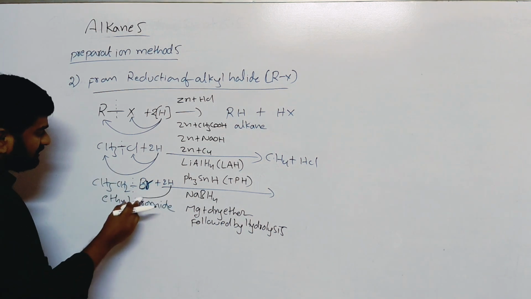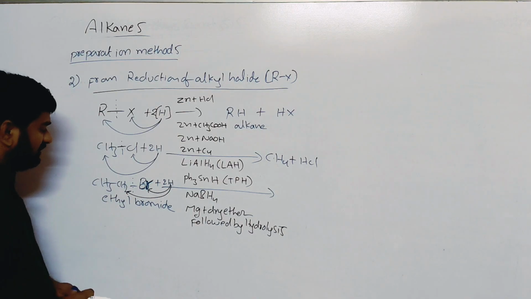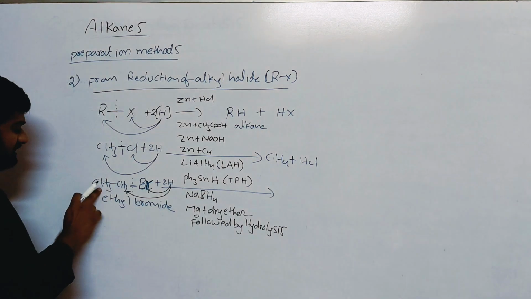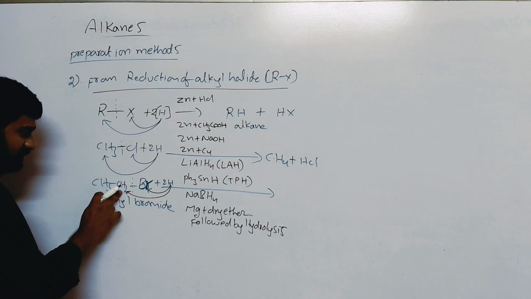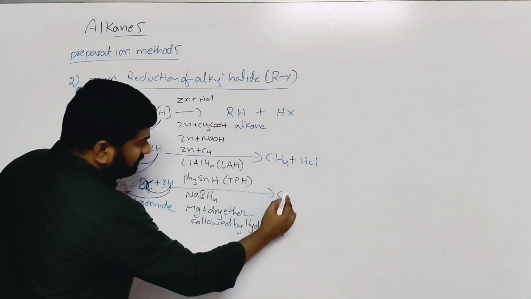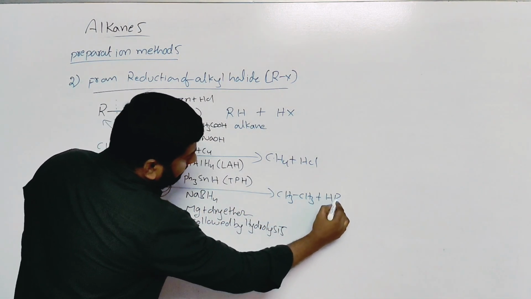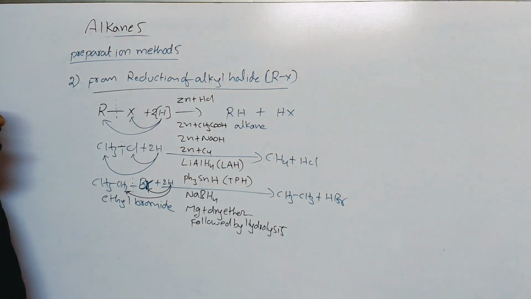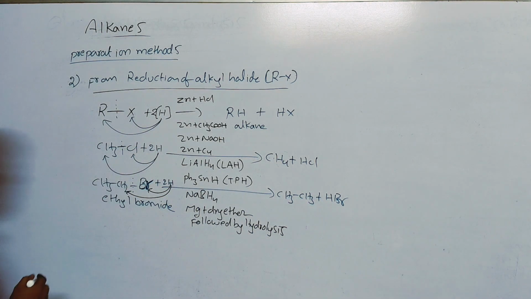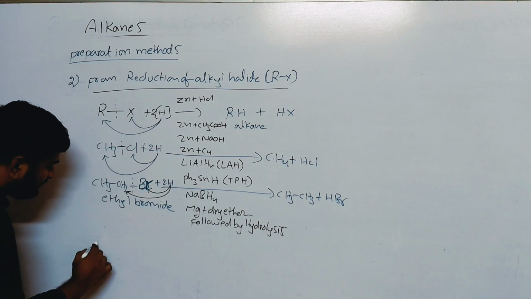One hydrogen to this carbon and one hydrogen to this Br. Then you have to add them. Already it is CH3, CH2. To the CH2 one more hydrogen is added. Then it will become CH3, CH3 plus HBr.